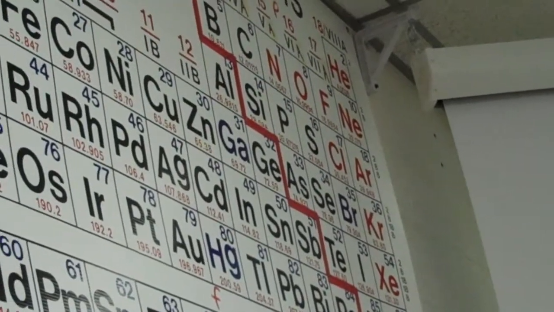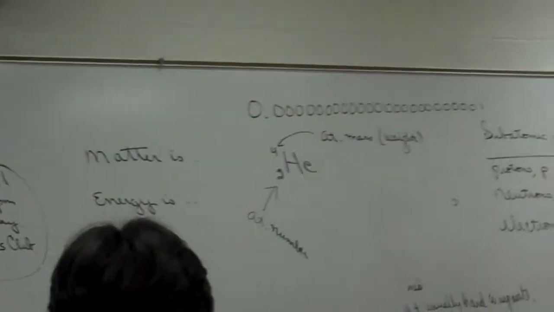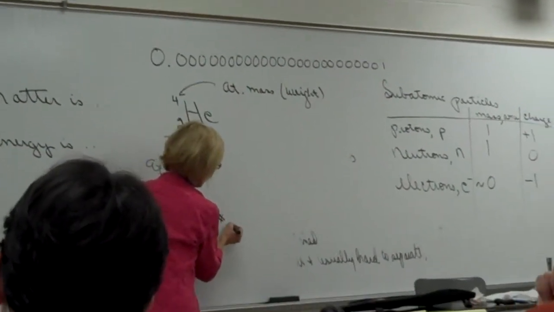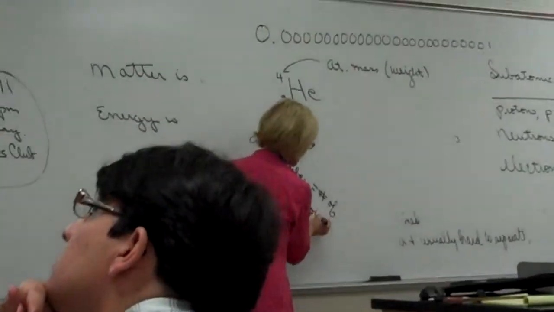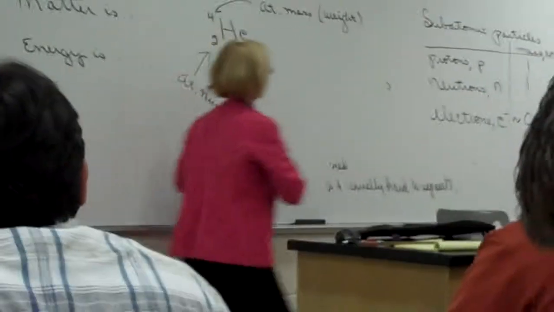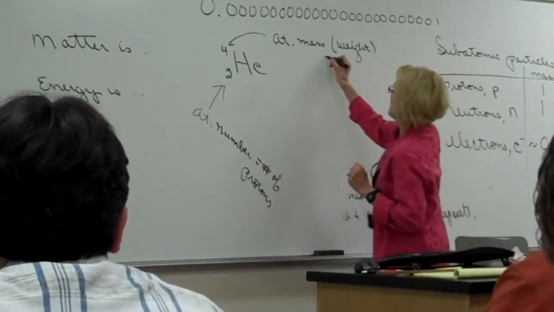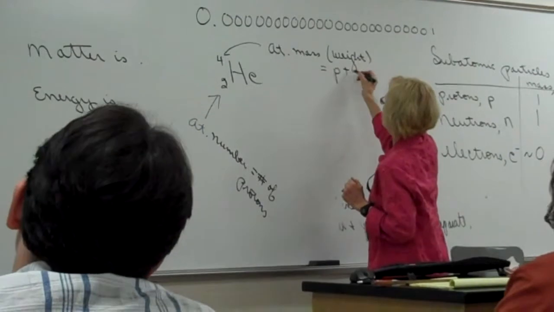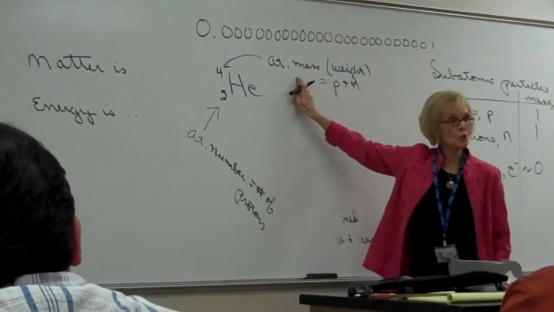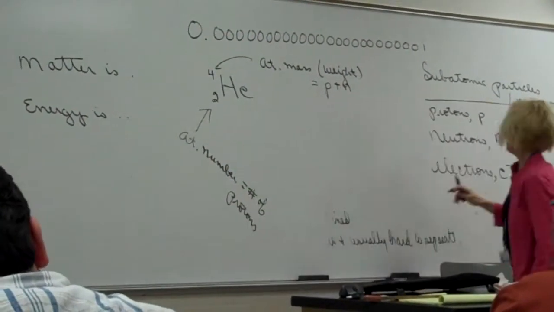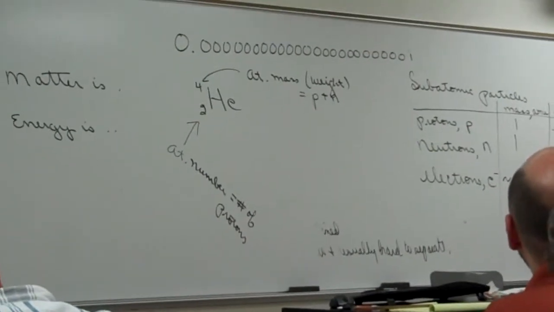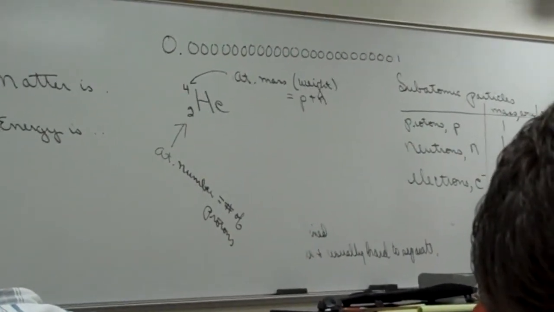Okay, what does this tell us? A tremendous amount. The atomic number is equal to the number of protons. Then atomic mass is equal to protons plus neutrons. Because what contributes to the mass? If you go back here, only the protons and neutrons contribute to the mass. So the atomic mass is the sum of the two.